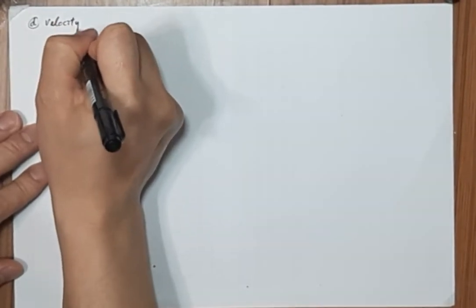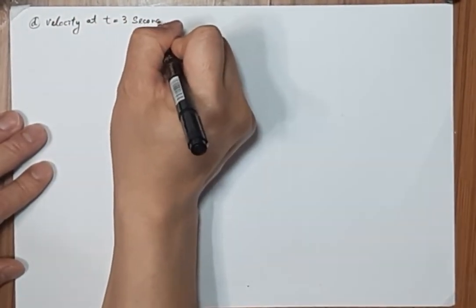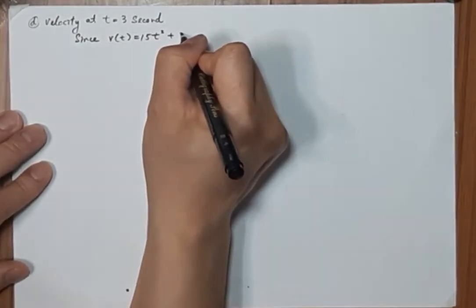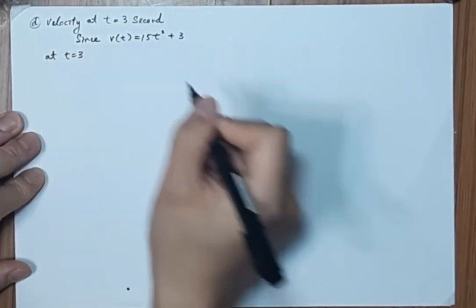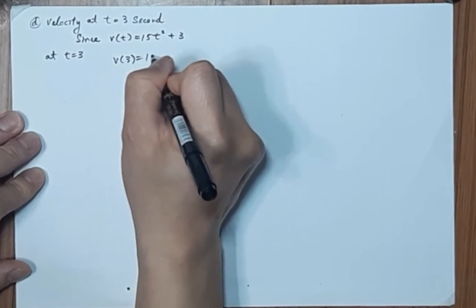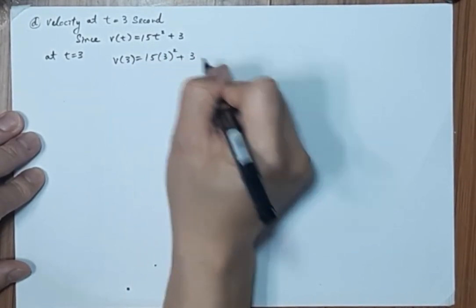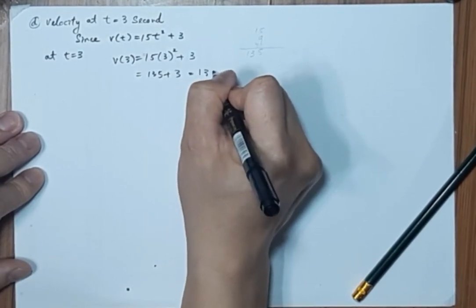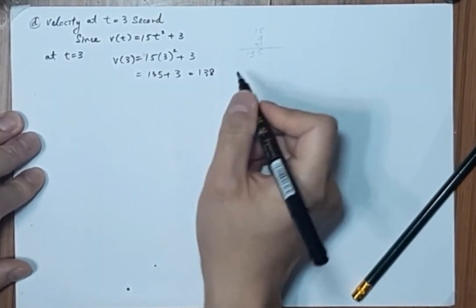Part D, we calculate the velocity at t equal to 3 seconds. Since we know that the function v(t) is equal to 15t squared plus 3, at t equal to 3, v(3) is equal to 15 times 3 squared plus 3, equal to 135 plus 3, equal to 138. And the units will be meters per second.